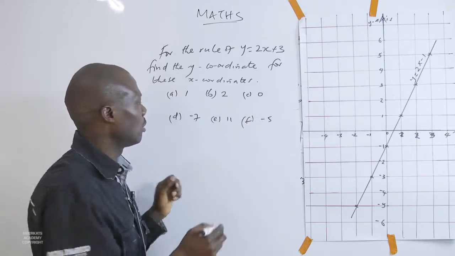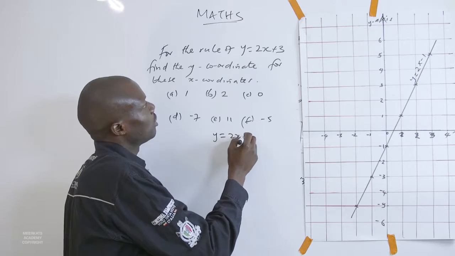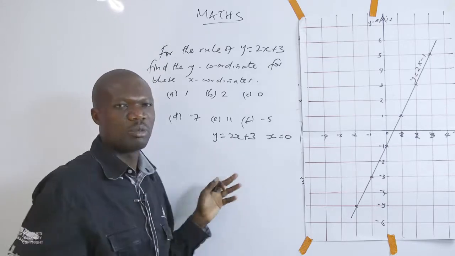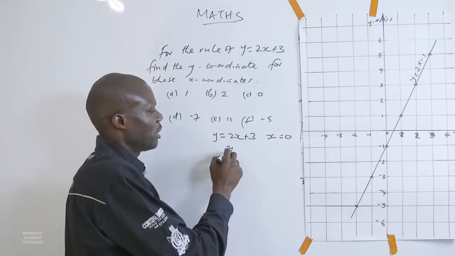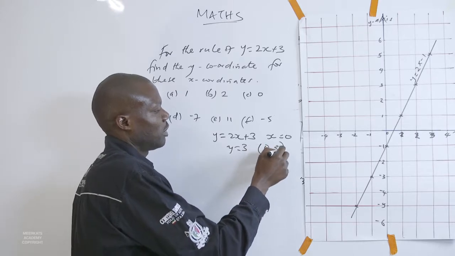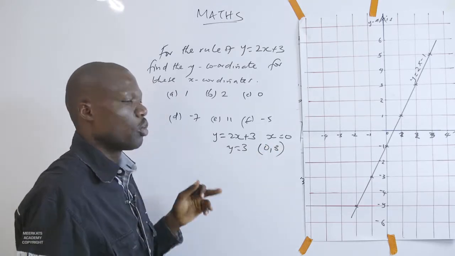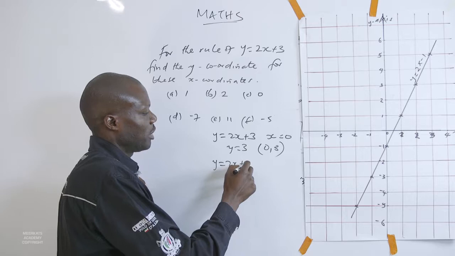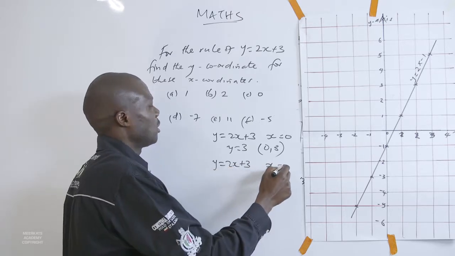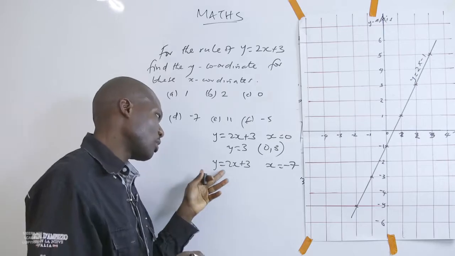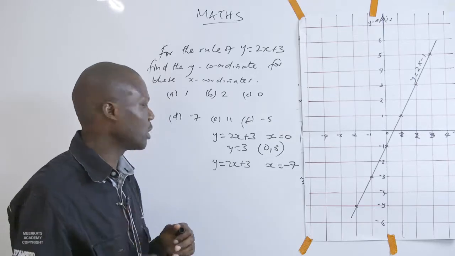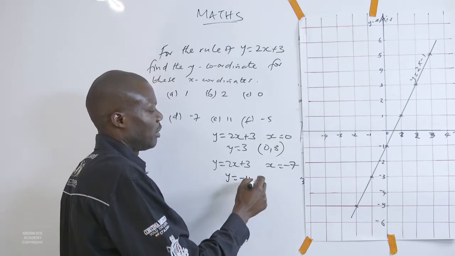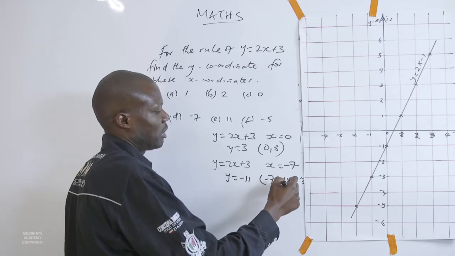When the rule is y is equals to 2x plus 3 and x is equals to 0, substituting in, you find 2 times 0 is 0, 0 plus 3 is 3, so y here is equals to 3, therefore the coordinates is 0, 3. When x is minus 7, then our rule 2x plus 3, substituting this will give us 2 times minus 7, which is minus 14. Minus 14 plus 3 is minus 11. Therefore, the coordinates is minus 7, minus 11.